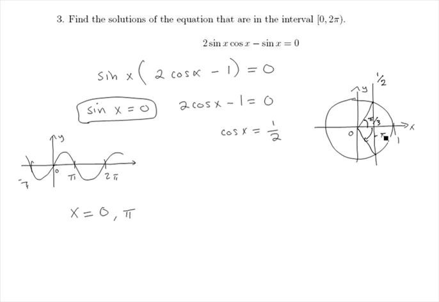So the two angles we're looking for as solutions to cosine x equals 1/2 on the interval 0 to 2 pi would be pi over 3. And then almost 2 pi, but minus pi over 3, so 5 pi over 3. So those are the four solutions to this equation: 0, pi, pi over 3, and 5 pi over 3.